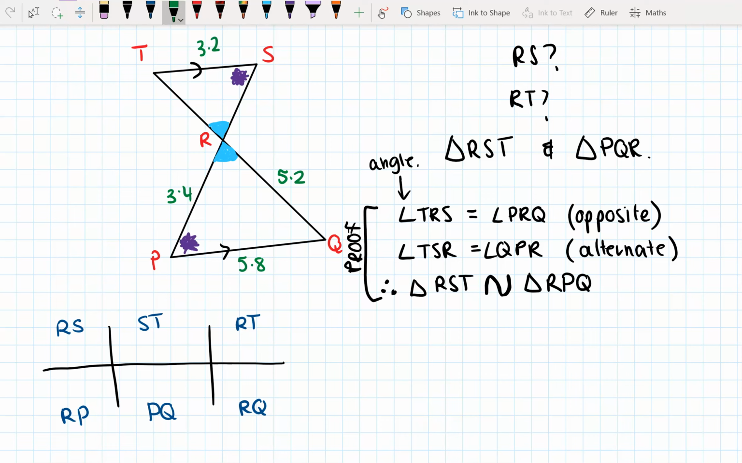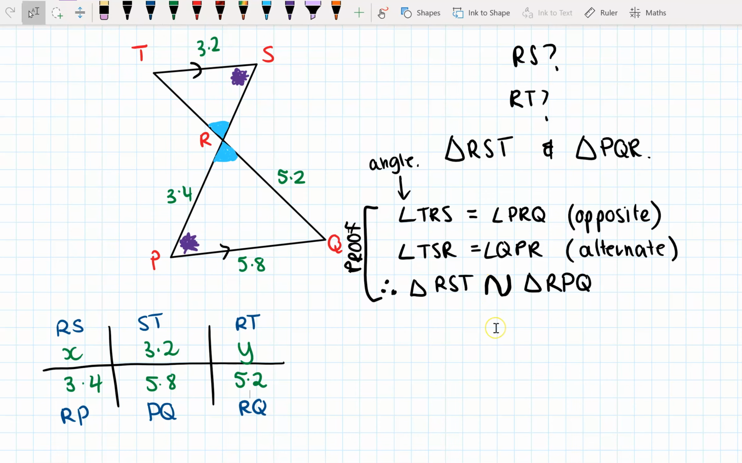Okay, so now we fill in what we know. We know RS, actually we don't know RS, and that was what we were told up here at the top that we were going to find. So RS I'm going to put in as X. ST is 3.2. RT we also don't know, and RT was also what we had to find up here, so we're going to put that in as Y. It's not the same as RS, so we need to give it a new letter. All right, RP we have, that's 3.4. PQ is 5.8, and RQ is 5.2.